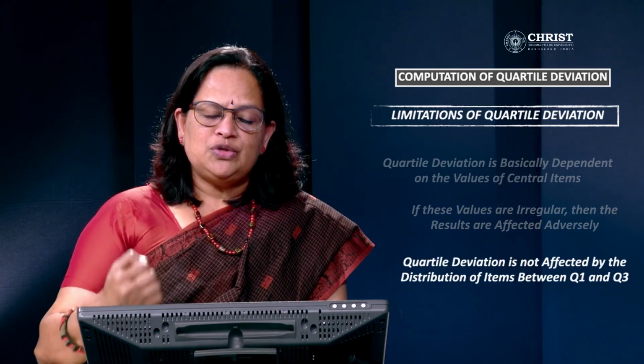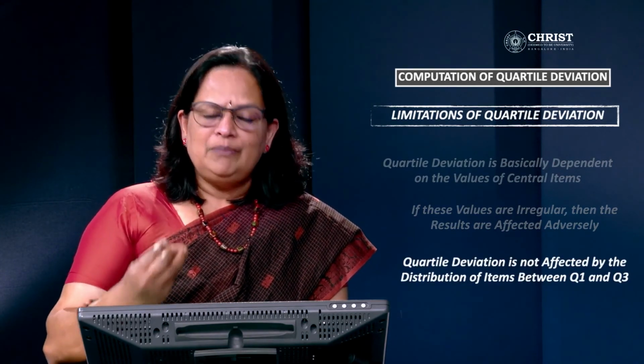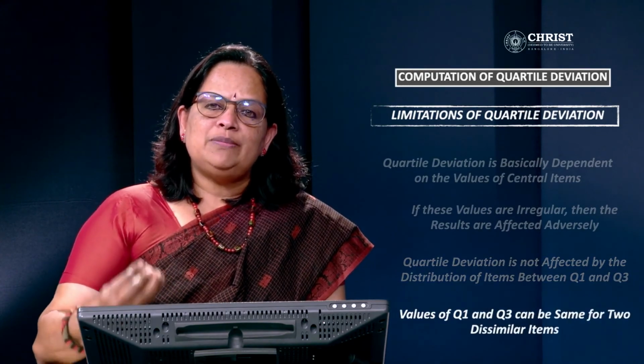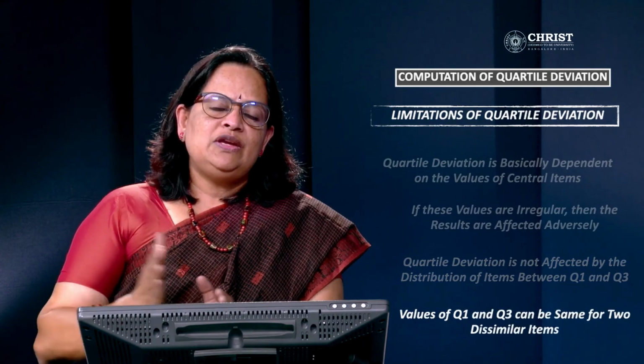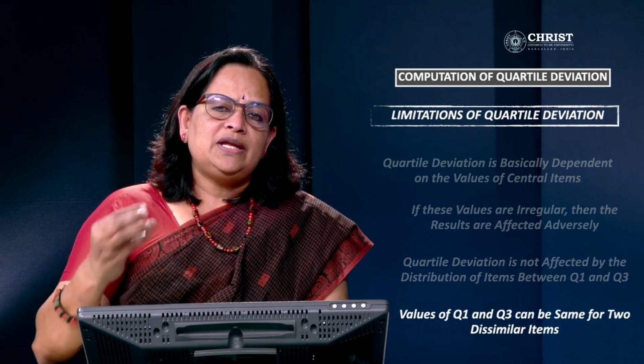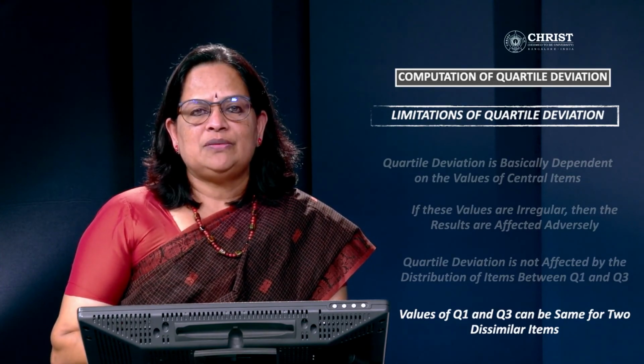Similarly, quartile deviation is not affected by the distribution of items between Q1 and Q3. You have to remember that values of Q1 and Q3 can be similar for two dissimilar, different series. Even if the formation is different, it can give the same values. So these are the limitations of quartile deviation. This is what I wanted to explain with this module.